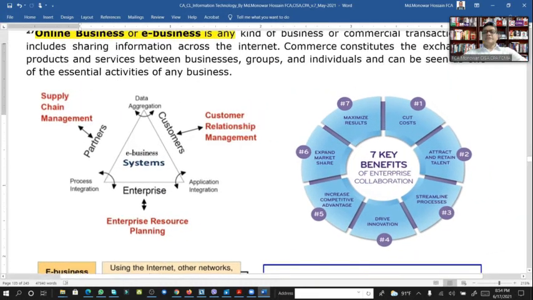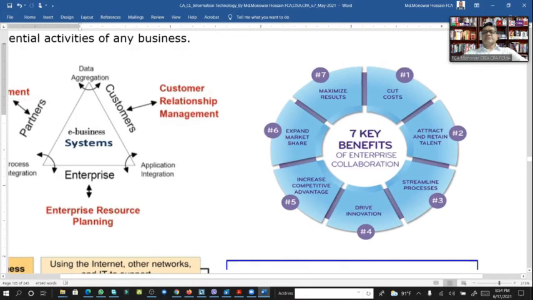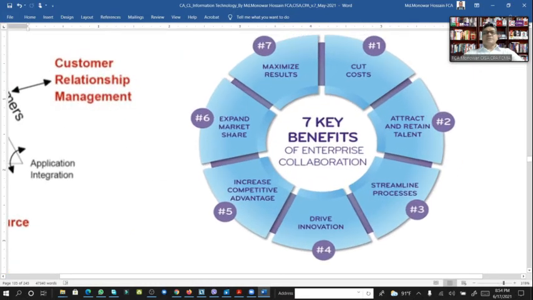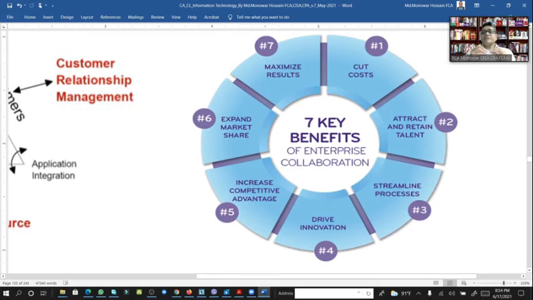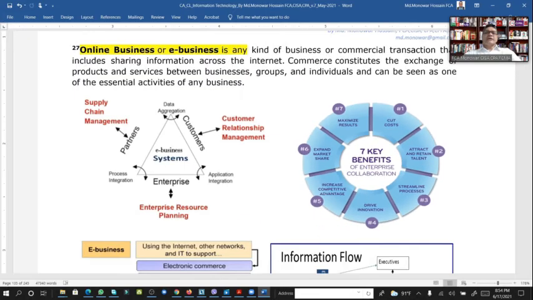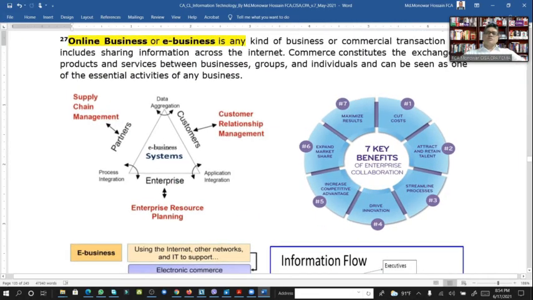And there are certain different types of benefits of that. That means cost cutting, attracting and retaining talent or customers, streamlining processes, driving innovation, increasing competitive advantage, expanding market share, maximizing results, and revenue growth would be higher through that.